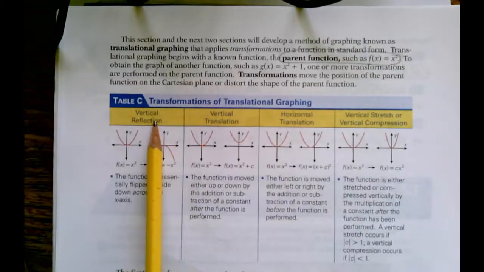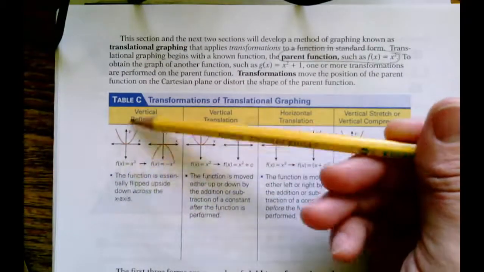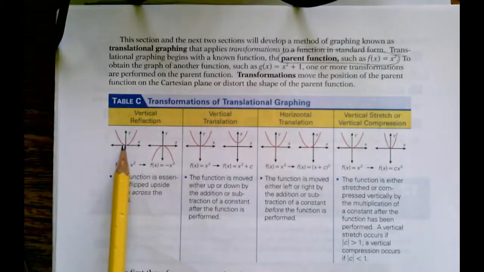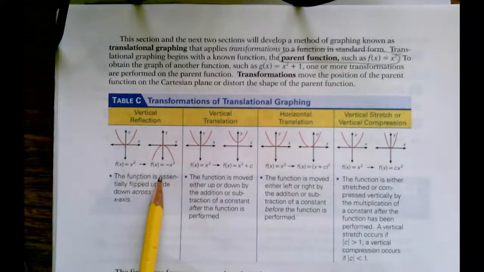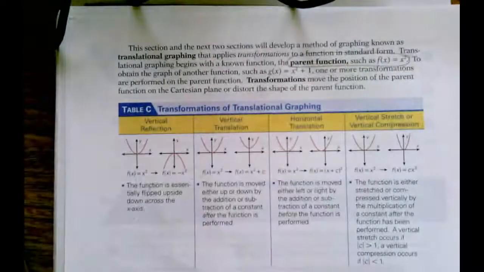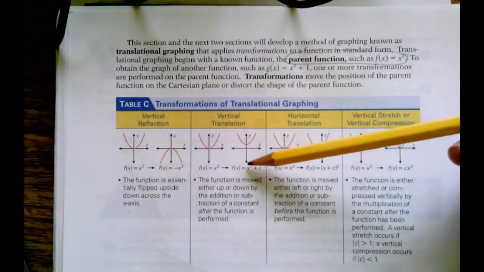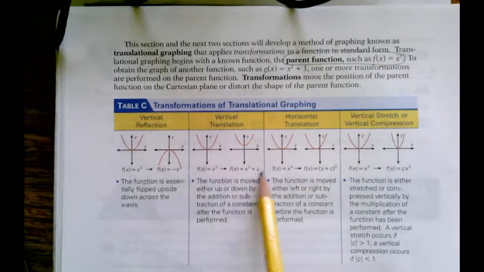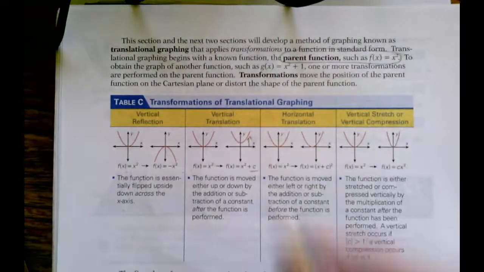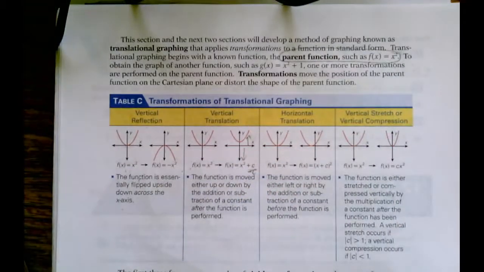One of those things is a vertical reflection. That's where we flip vertically across the x-axis. So f of x equals x squared becomes f of x equals negative x squared. They've simply taken that parent function and flipped it. F of x equals x squared is again here. And then when we add something to it, it shifts our graph up. Or if we subtract something from it, it will shift it down.